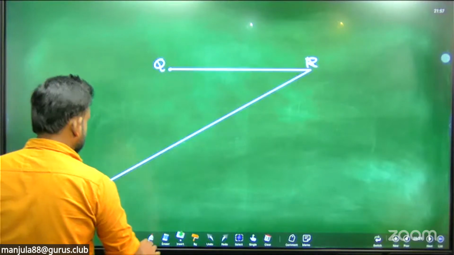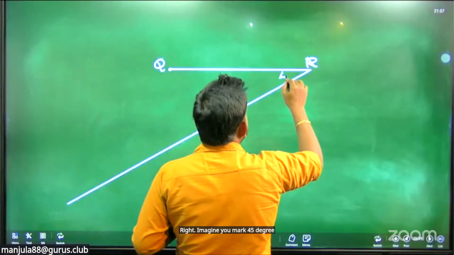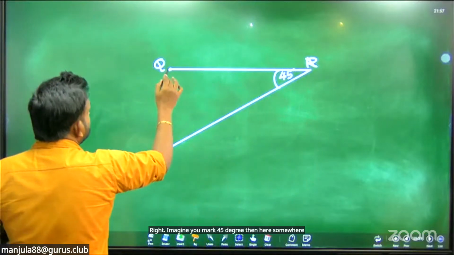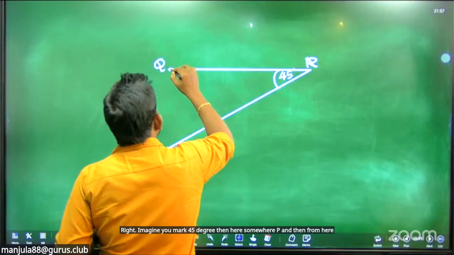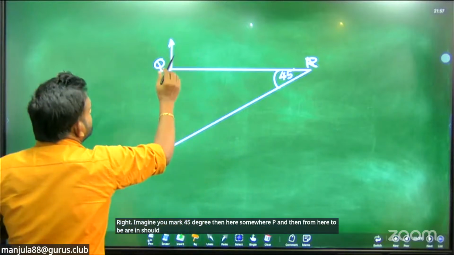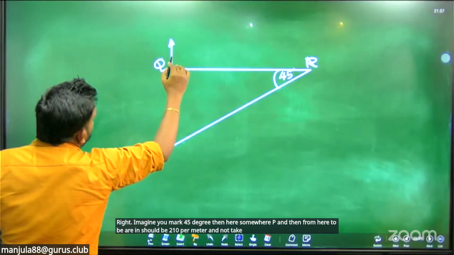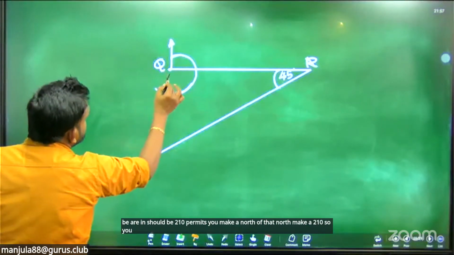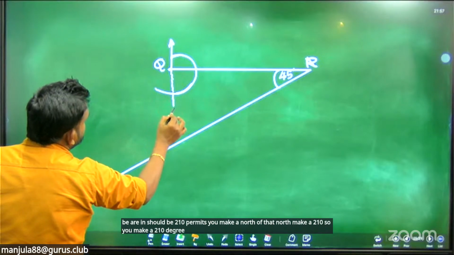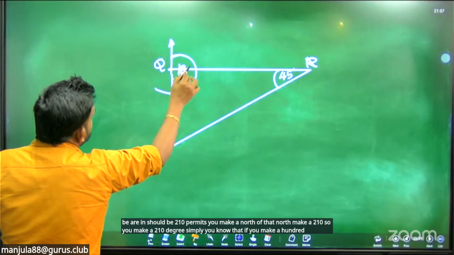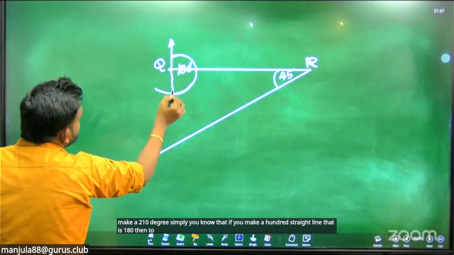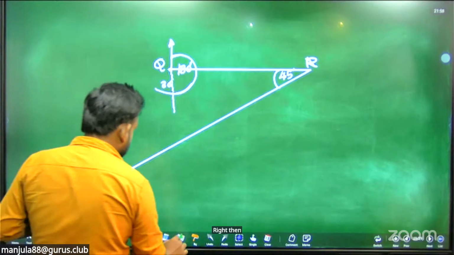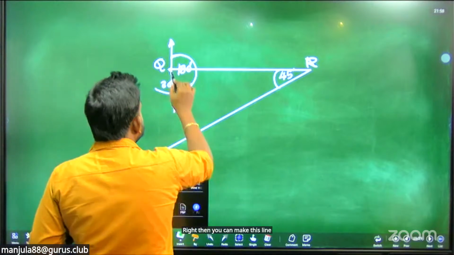Right, imagine you mark 45 degrees. Then here somewhere P, and from here the bearing should be 210. So here you draw the north, make a north of that north, and make a 210. Simply, you know that if you make a straight line, that is 180. Then to make a 210, again 30 to take this way. Right, then you can make this line making 210, right?